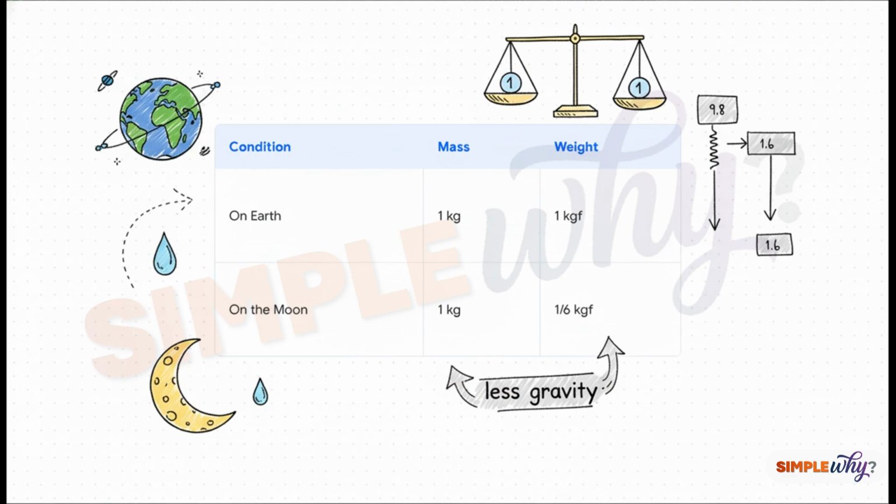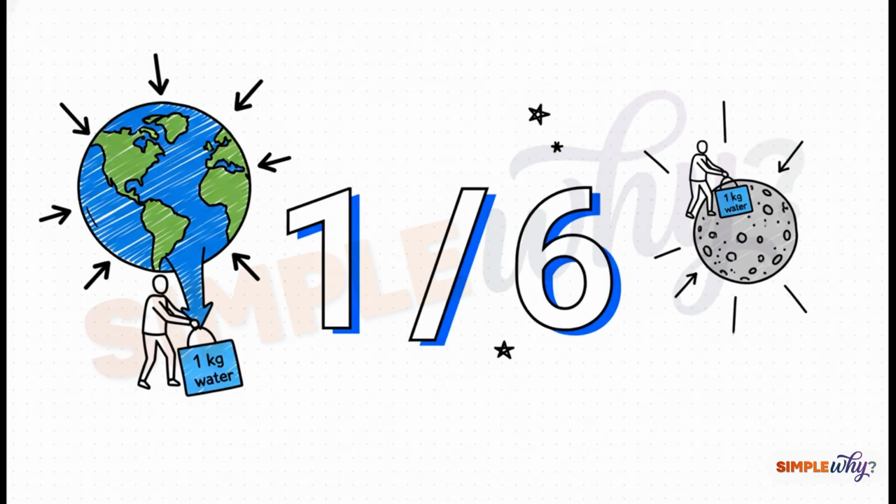Okay, now let's blast off and take that exact same object to the moon. What's its mass? It's still 1 kilogram. The amount of stuff didn't change at all. But its weight? Whoa. It plummets all the way down to just 1.6 newtons. So why that huge drop in weight? It's pretty simple, actually. The moon's gravity is only about 1/6 as strong as Earth's, so the force pulling on that 1 kilogram of matter is just way, way weaker.